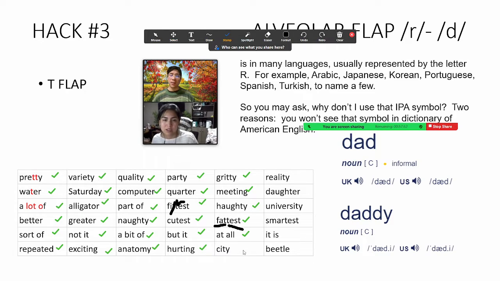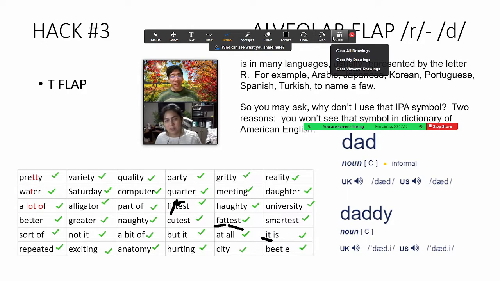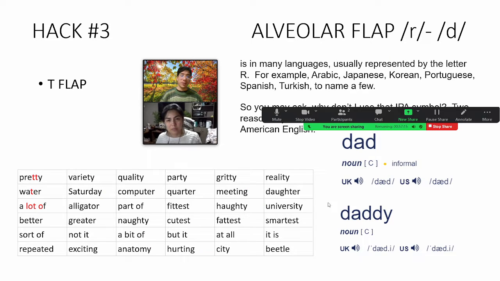Adult. City. Reality. Daughter. University. Smartest. It is. Remember that we pronounce it is, not it, because it means comer. So we say it is. And the last one? Beetle. Great pronunciation. Let's move on to the next part.